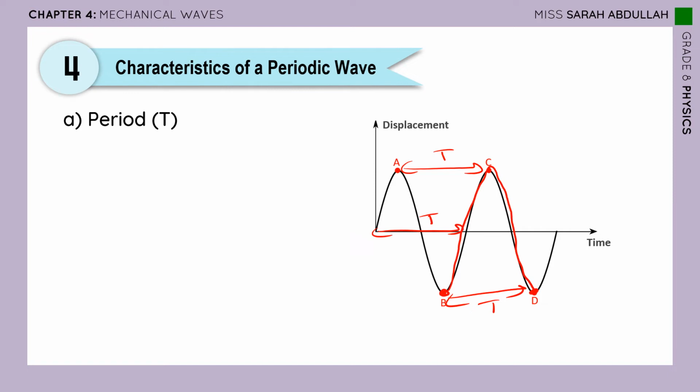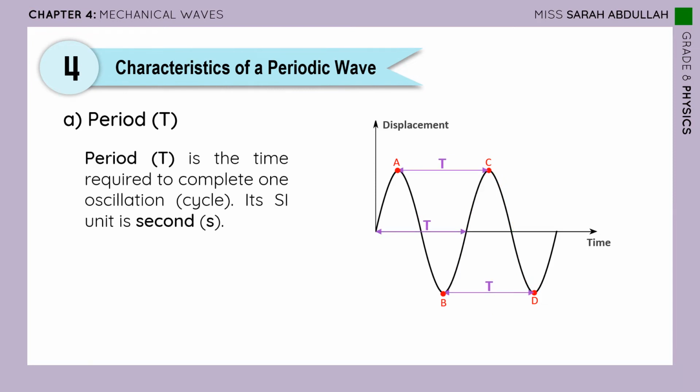So as a definition, a period is the time required to complete one oscillation or one cycle. Its SI unit is second. So it is in seconds. It is time. All right.